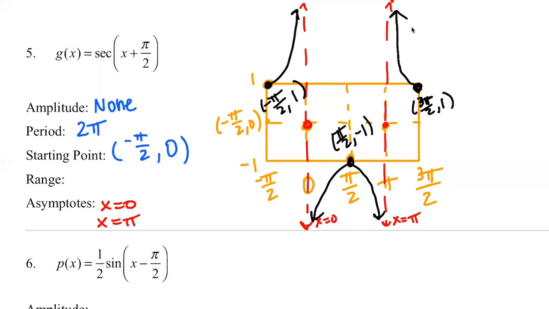Then we're going to identify our range. We have curve below and including -1 and above and including a +1.